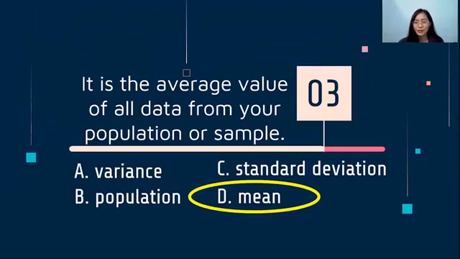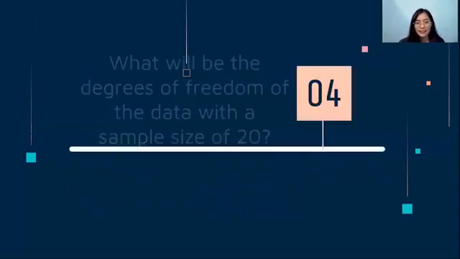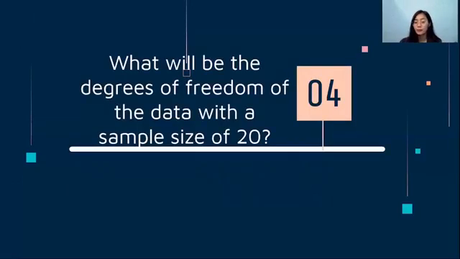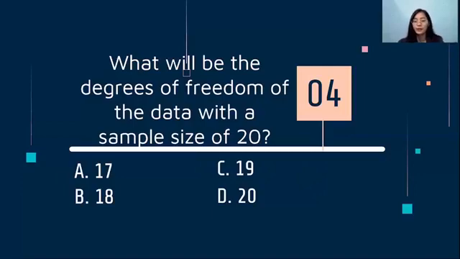All right, so let's have the fourth question now. What will be the degrees of freedom of the data with a sample size of 20? Is it A, 17, B, 18, C, 19, or D, 20? So what do you think? I'll give you time to compute and to type in your answer, and you may start now. So let's see if you got it right. All right, time's up. If your answer is C, 19, then you are correct.